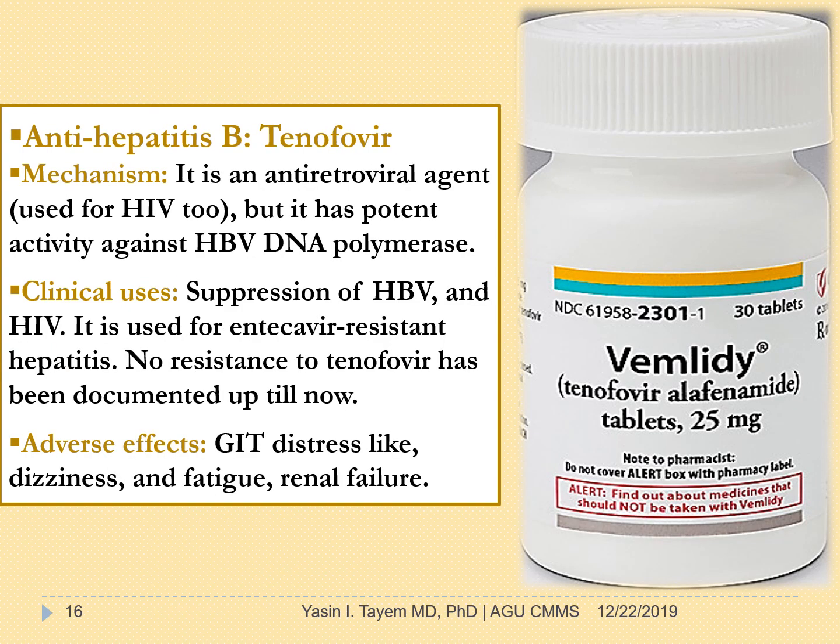Tenofovir. It is an antiretroviral drug, which means that it is used for HIV too, but it has potent activity against hepatitis B virus DNA polymerase. It is used for suppression of hepatitis B virus only if there is resistance against entecavir. No resistance against tenofovir has been shown.